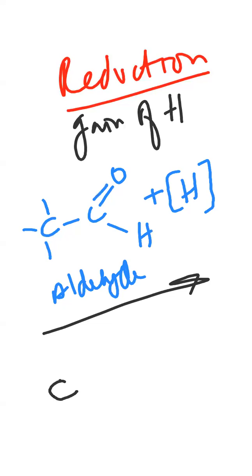One carbon with three hydrogens. One more carbon with one hydrogen, one hydrogen, and there will be OH.